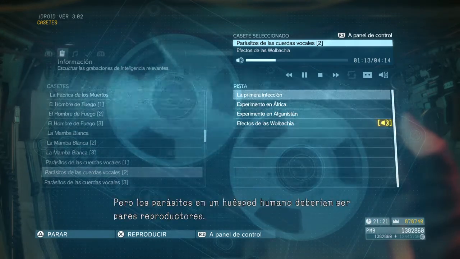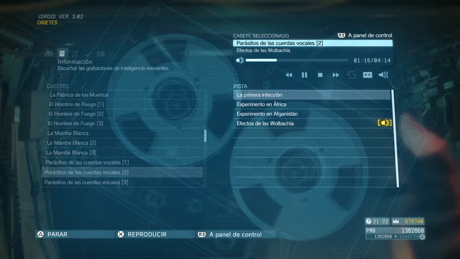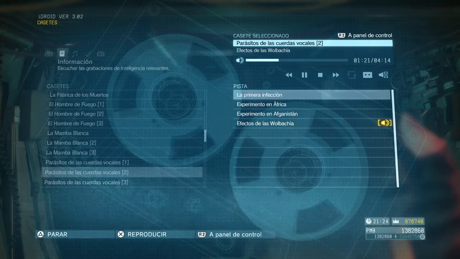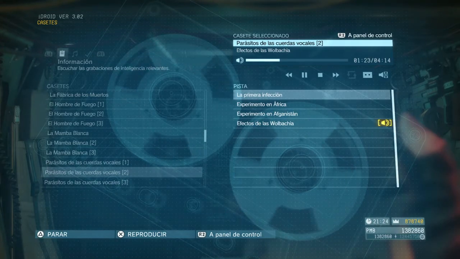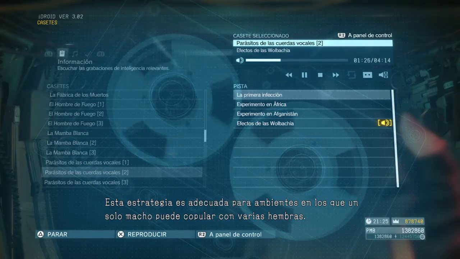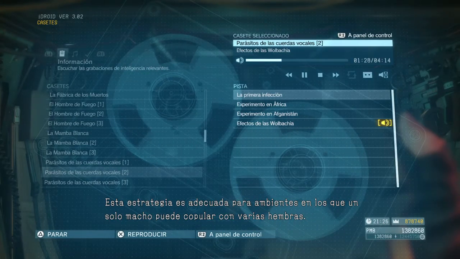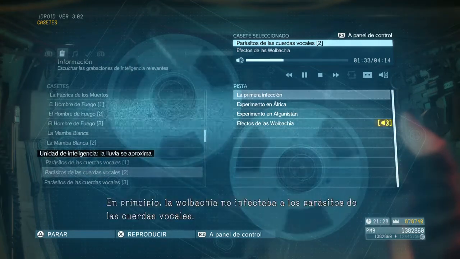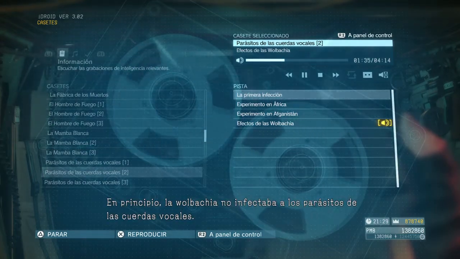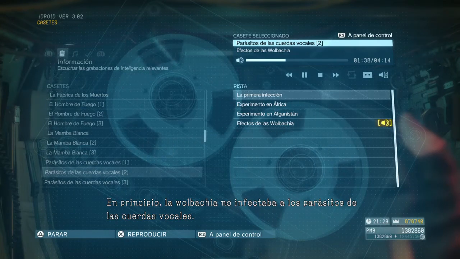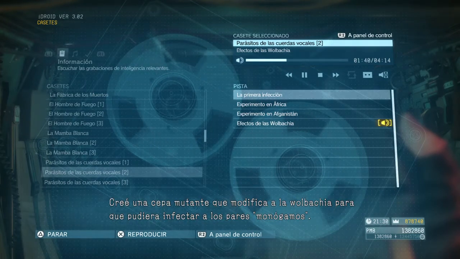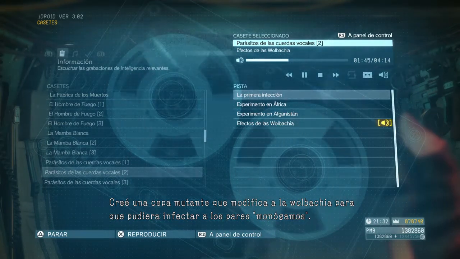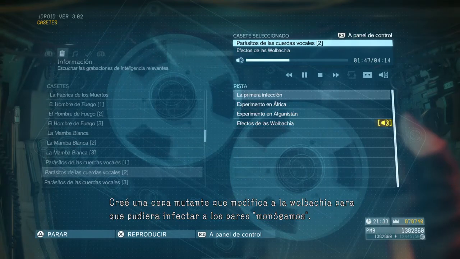But the parasites in a human host are supposed to be a mating pair. If there's no male, there'll be no offspring at all. It's killing itself. Slow down. This tactic is intended for environments where a single male can copulate with multiple females. Originally, the Wolbachia did not infect the vocal cord parasites. I created a mutated strain, modifying the Wolbachia so that it could infect monogamous pairs.